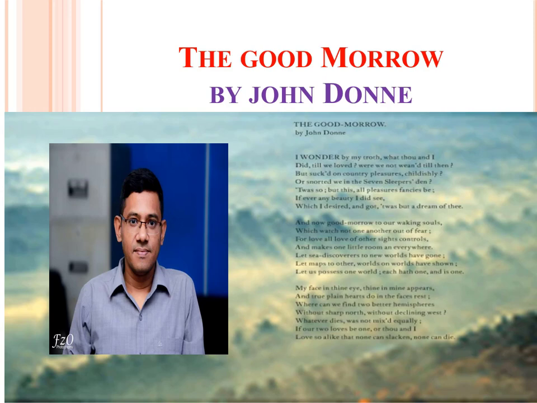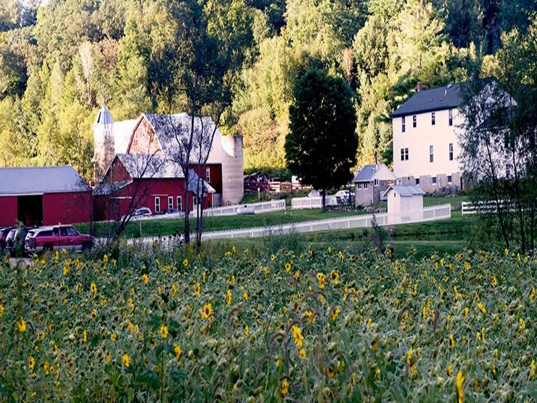Today we're going to discuss in detail the Good-Morrow. You know that it was written by John Donne, and already you have read it. So can anyone share how many stanzas are there in the poem? Three stanzas. And it's a really interesting poem. So we are going there one by one, okay?